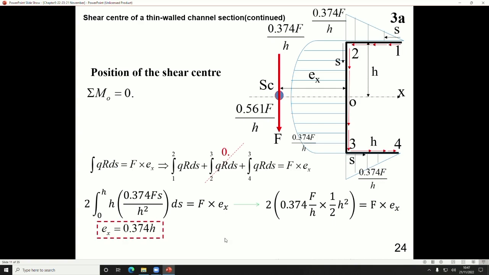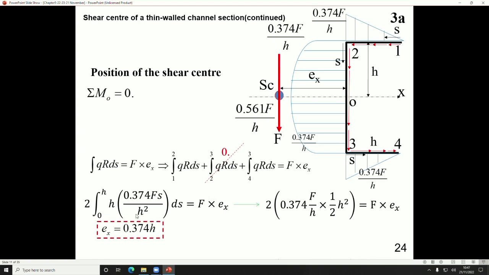If the function is linear, you don't need to solve this integral. What you have to do is find this area. It gives you the resultant force acting on this panel, and then you multiply it by this 2H. So I repeat, you can solve it this way.